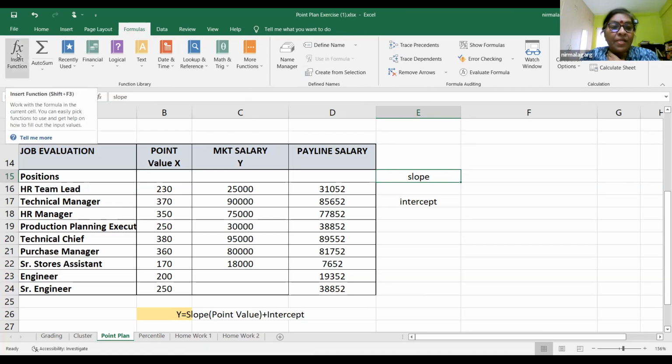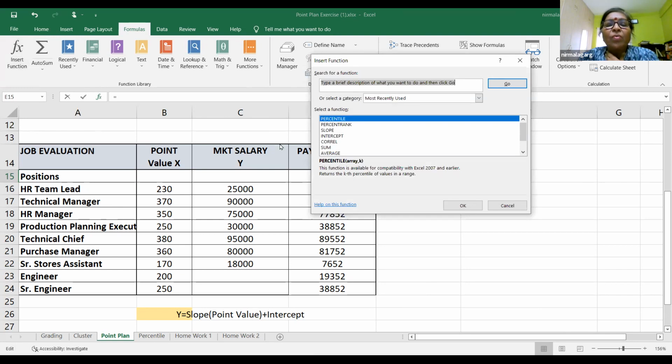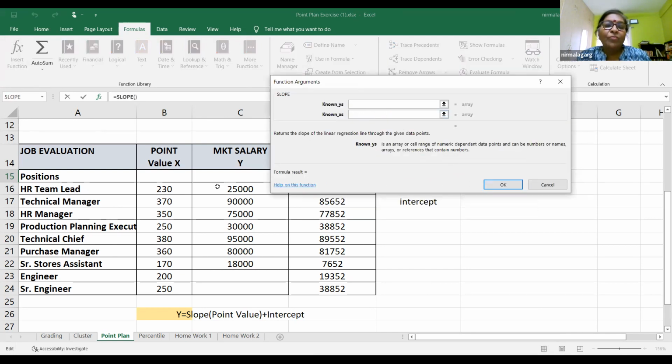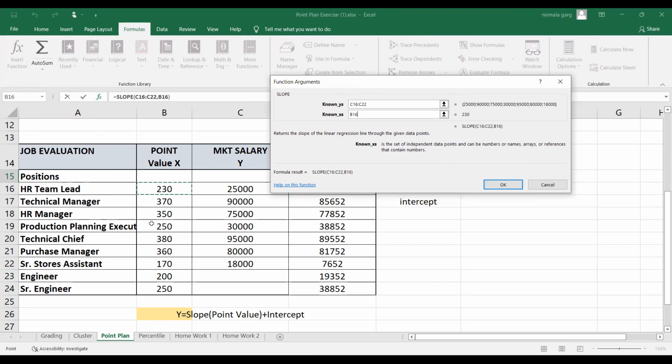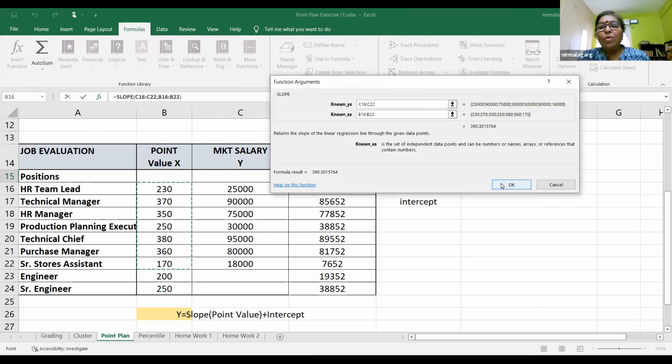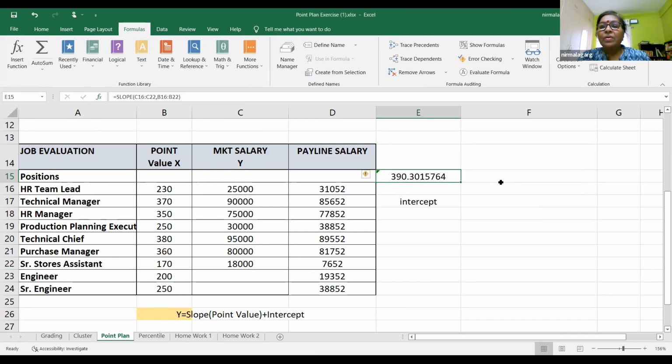Formula, insert function, go to slope. Known Y's: I have to drag the known Y's. Then known X's, the point values. Have you got it? So I can always round it off, like 391 or so. Now intercept.